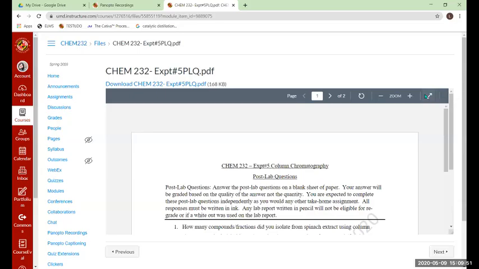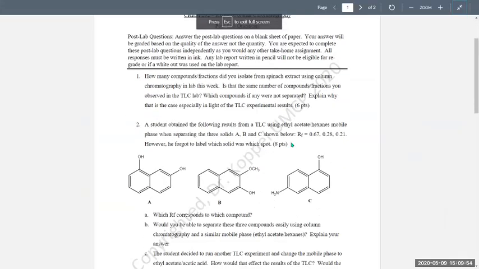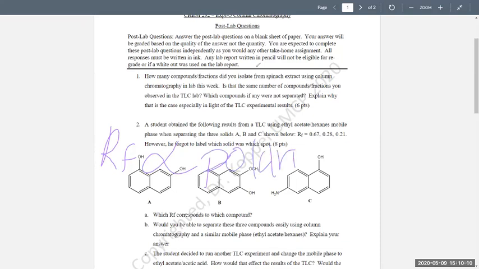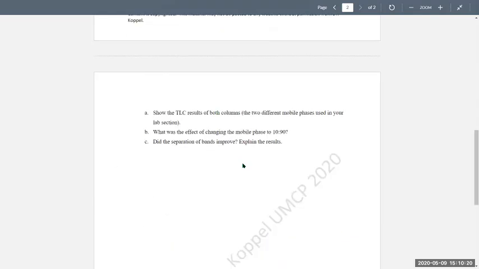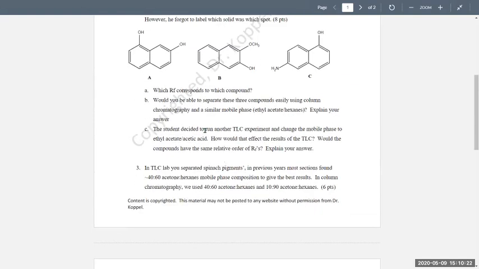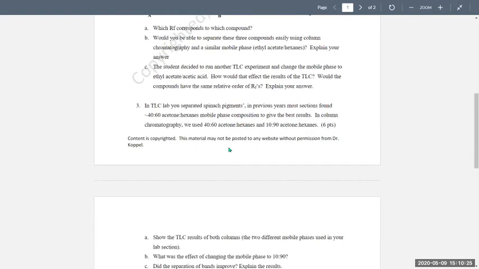Okay, and then the experiment 5 post-lab questions. Again, there's another question where you forgot to label which spot was which solid, and then you can just figure out RFs. RF is proportional to your polarity, so lower polarity is lower RF, and you can just figure it out from that. Something like that is very valid to ask. And then you can figure out how many compounds you isolated, based on purities and how many were pure.